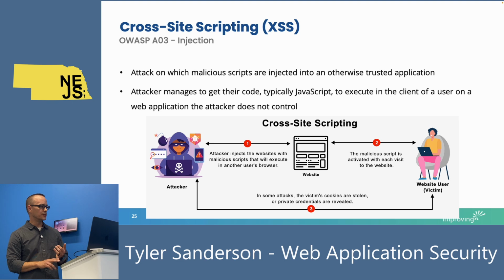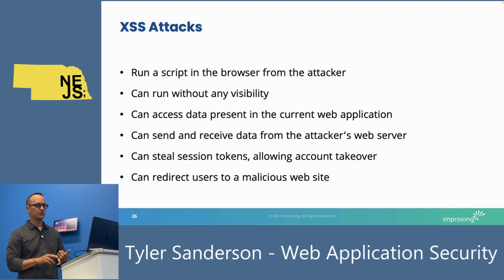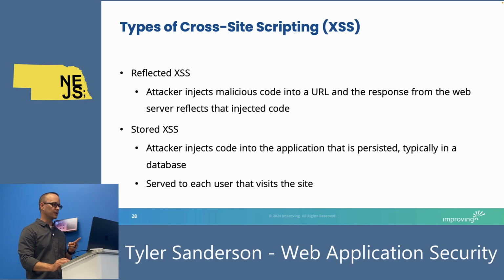So if someone's able to do this, they can steal session tokens, they have access to the data that's in scope, credit card information, maybe they install a keylogger and then they get the user's password when they log in, or they can redirect to a malicious site. There's a lot of things that can be done with cross-site scripting. There's a couple different methods to do this. The two main ones are reflected and stored cross-site scripting, and we'll look at some examples of this.